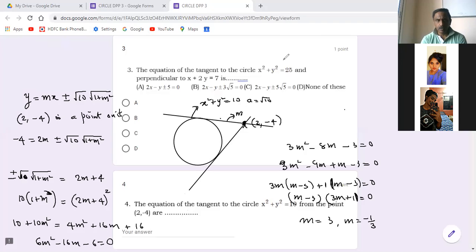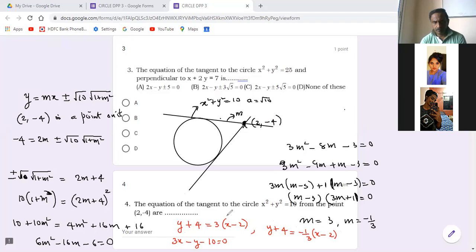So the first equation will be, I'll change the color, y minus of minus 4, y plus 4 is equal to 3 into x minus 2. This will be one of my answers. Another answer will be y plus 4 is equal to minus 1 by 3 into x minus 2. If you open the bracket, what you'll get is 3x minus y minus 10 equal to 0.